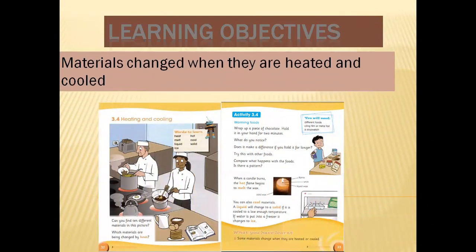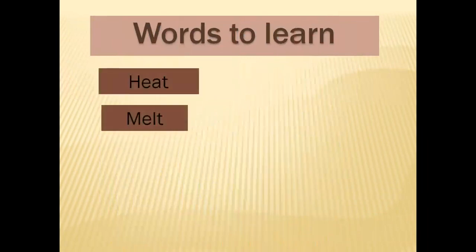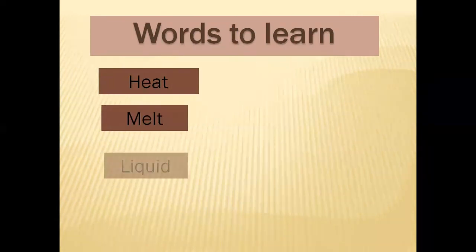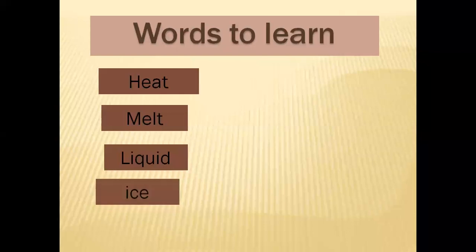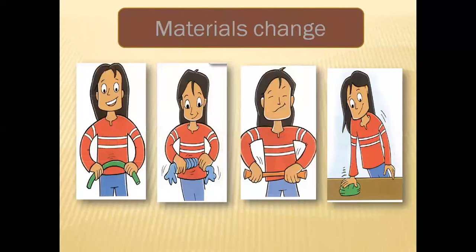So in this lesson, we have learned that materials change when they are heated and cooled. We have studied some vocabulary words that are super easy: heat, melt, liquid, ice, hot, cool, solid. You can write them in your notebook and memorize them as well. So let's talk about materials change.